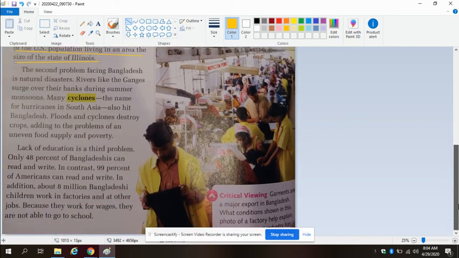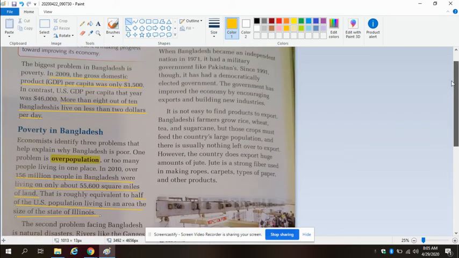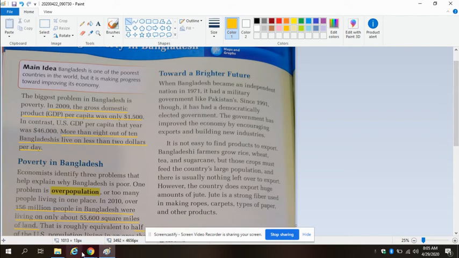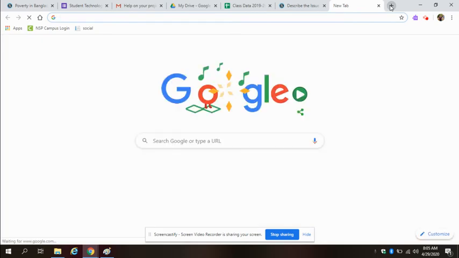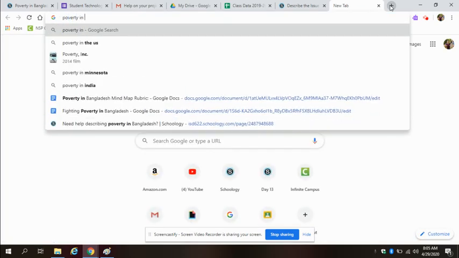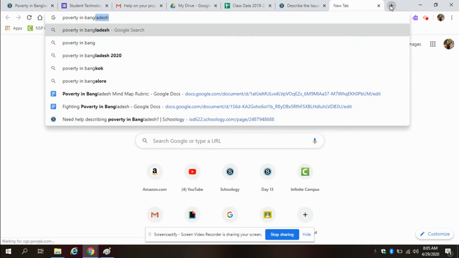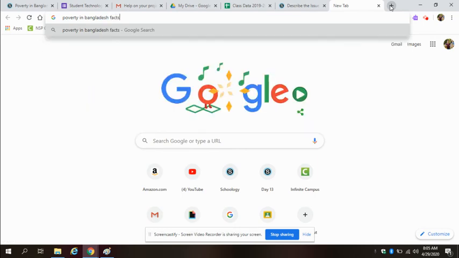There are lots of good facts and pieces of data down here, like this lack of education paragraph down here. So feel free to use this text. If you use Google or the internet, here's how you can kind of look for your data. Poverty in Bangladesh facts.